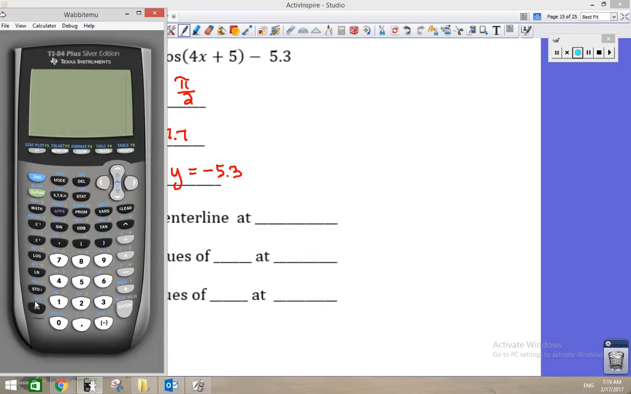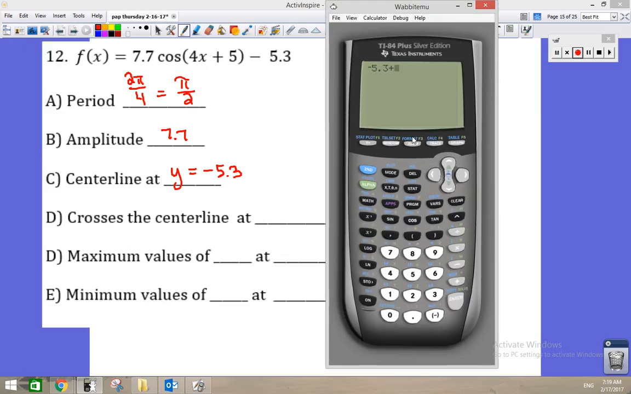So if I'm at negative 5.3 and I go up this amplitude, up 7.7, I'll be at the max, a max of 2.4. And if I go from the center line down the length of the amplitude, then I'll be at the minimum, which is negative 13. Y equals negative 13.